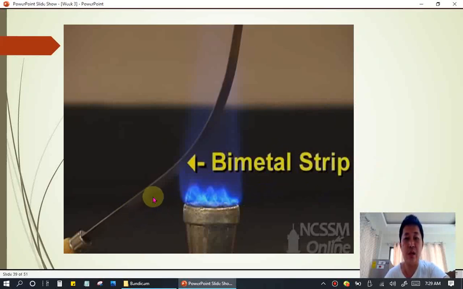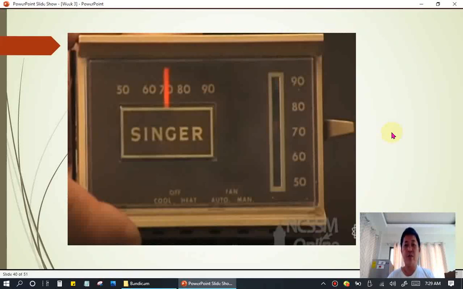So here on board ship we have a thermostat. We use the thermostat in our refrigeration system on board ship. So this is a thermostat. Inside the thermostat there is a bimetal strip. So this is the bimetal strip. As you can see here, this is a coil.